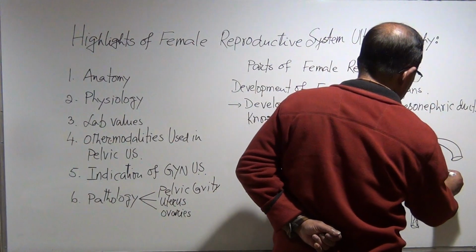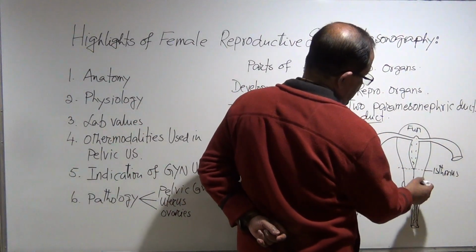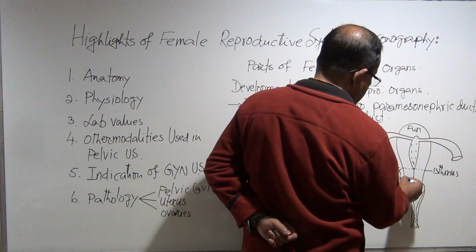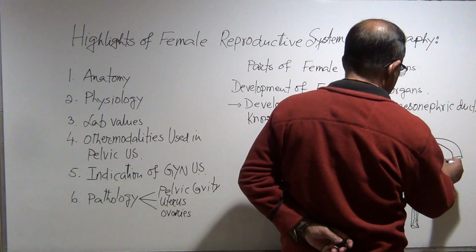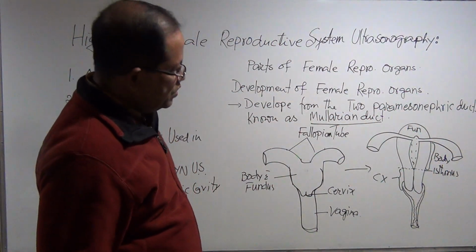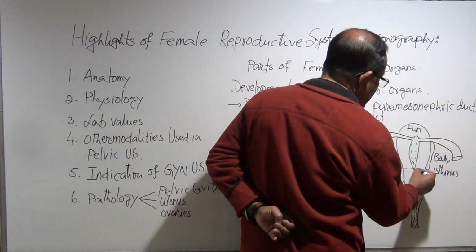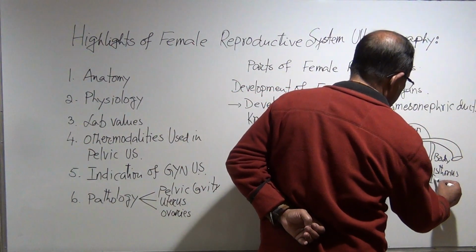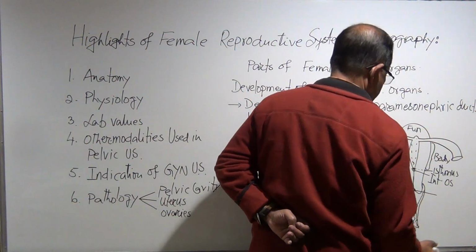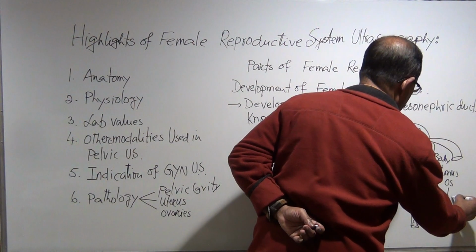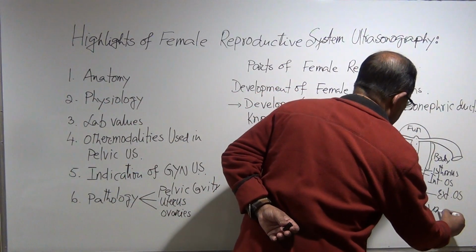So this is known as the isthmus. The imaginary line is drawn through the junction between the body and the cervix. So this part is the cervix, CX, and this part is the body. The junction between the body and the cervix is known as the isthmus, and the opening at the isthmus is known as the internal os, and the opening at the outer orifice of the cervix is known as the external os. Okay, and this is the vagina.